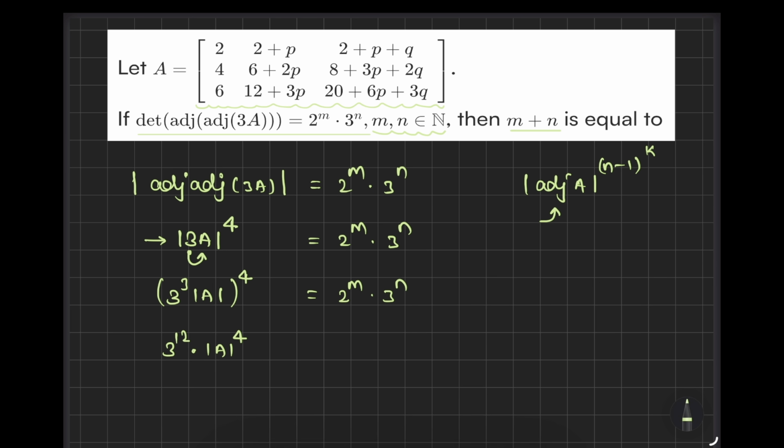Is that okay? 2 power m, 3 power n. Now we are almost there. We just need to find the determinant of A and we are done. Now, if you observe the matrix A, you will find that it contains p and q. Now, what I am trying to say here, if you observe the answer, hopefully the determinant of A will not depend upon the value of p and q. So we can consider any value for p and q.